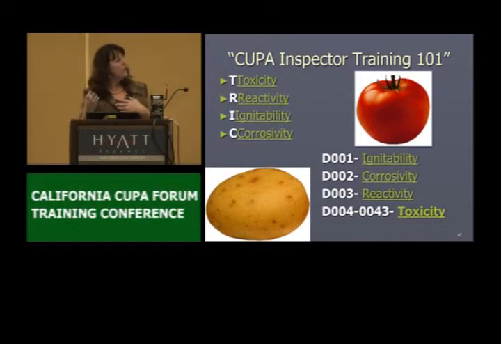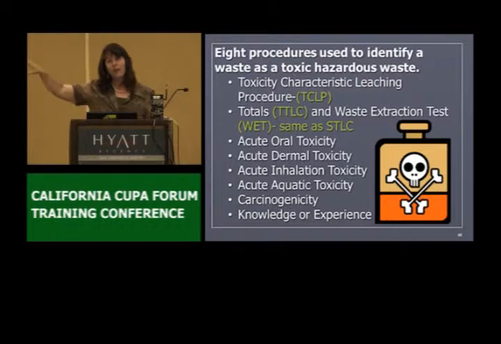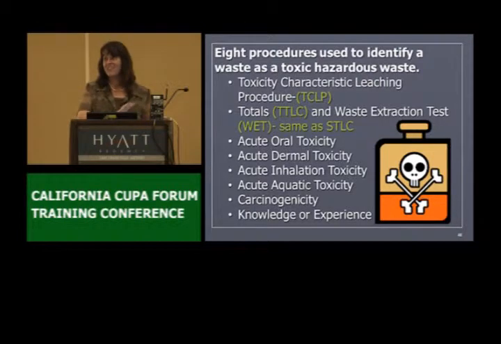So going through toxicity first. Toxicity is the big one, and I'm going to spend most of the rest of the class talking about toxicity. And then really quickly, we can get through picking methods for corrosivity, reactivity, and ignitability. That's fast. Toxicity takes a bunch of slides, okay?